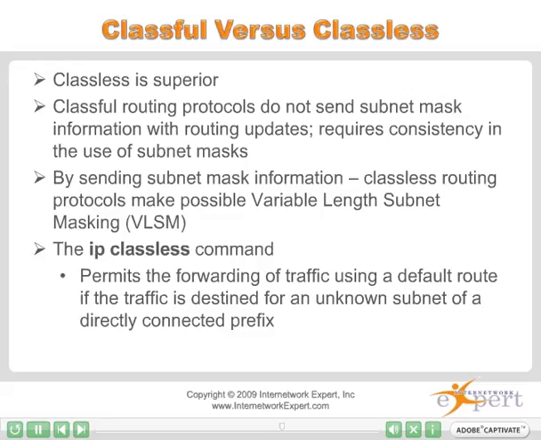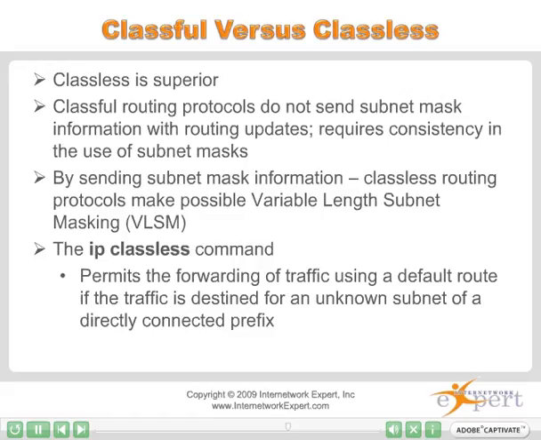The IP classless command is something you should also know about. You're going to find this on your routers by default. And what the IP classless command allows your router to do is when it receives a prefix that's being forwarded to, it will check its prefixes. If it doesn't have that particular subnet, it will go ahead and use the default route. That's exactly what you would want it to do, right?